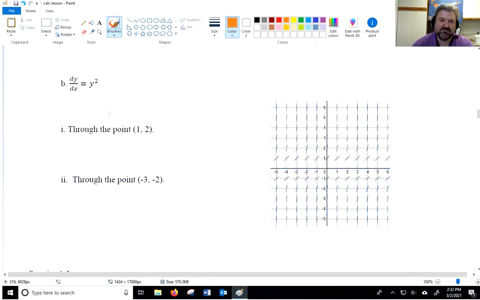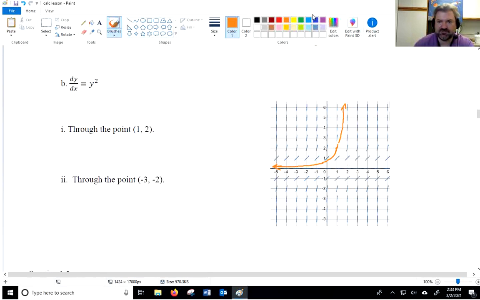Let's take a look at the next one. dy over dx is equal to y squared. Let's take a look at through the point 1, 2. Well, the point 1, 2, we're going to behave just like this. And I think you can see that things are going to be going upwards very quickly. And then when we come down, we start to at some point flatten out. And since these slopes are all flat, it must flatten out as it gets closer and closer to them.